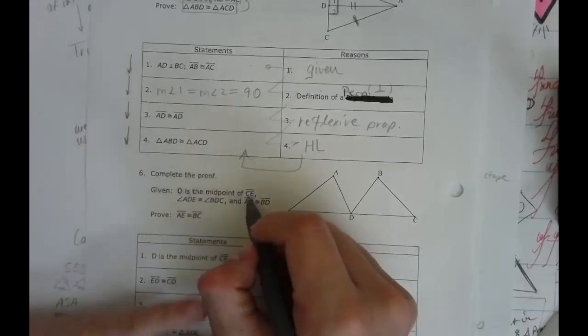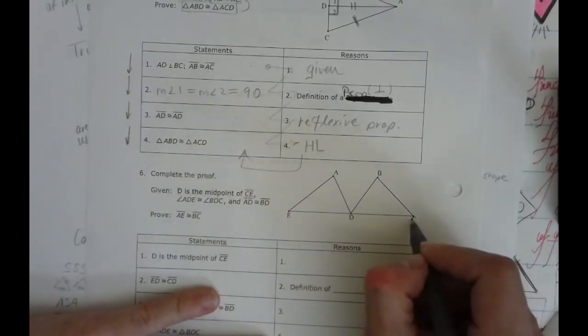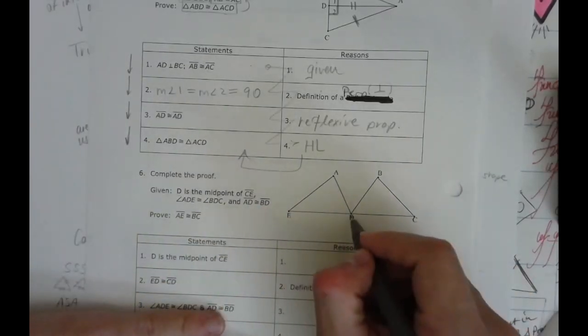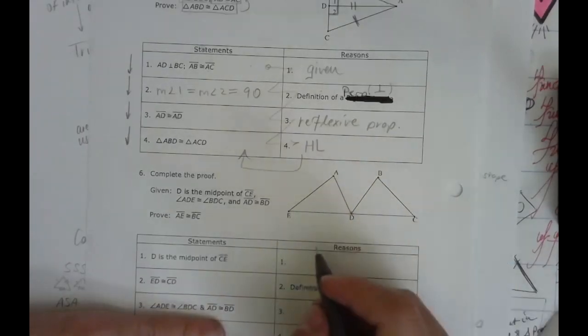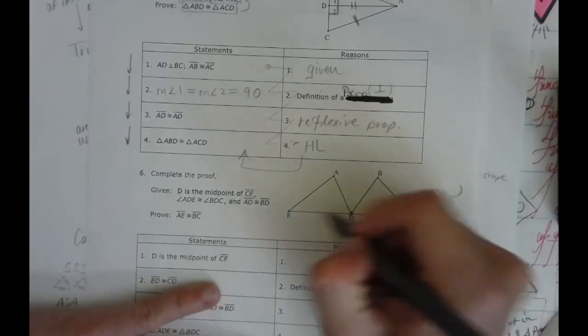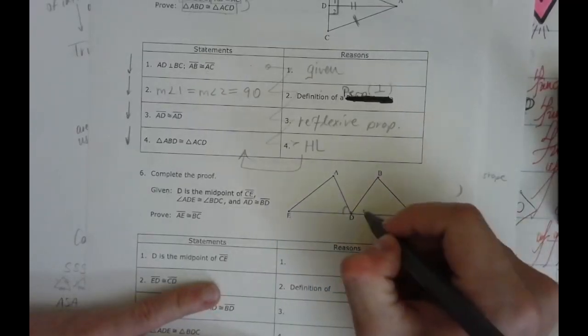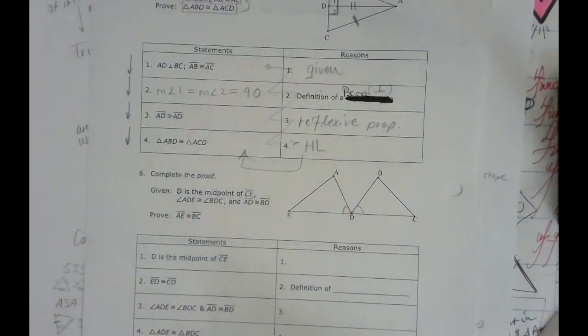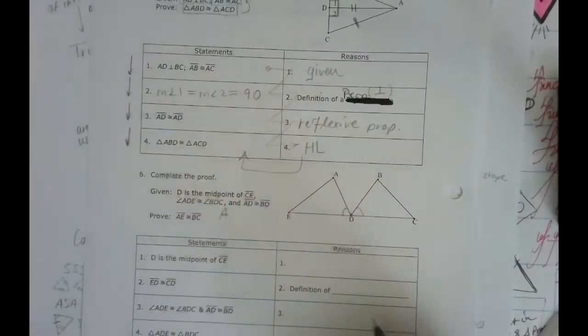D is the midpoint of CE. So if D is the midpoint of CE, that would mean it's directly in the middle of this. So we'll draw that in a second. Then it says ADE is congruent to BDC. So let's see. ADE here is congruent to BDC. That's this angle. Well, those angles are congruent. So already, you might note these guys share an angle. That's given. Okay? And then we have AE.